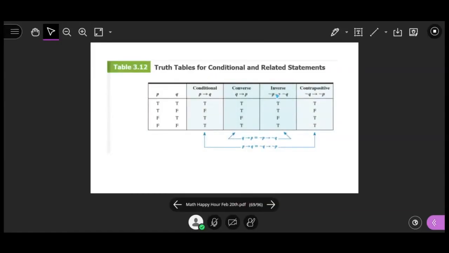So if we look at the truth tables, if we were to make truth tables, then we can see that the converse and the inverse are equivalent, and the conditional and the contrapositive are equivalent.